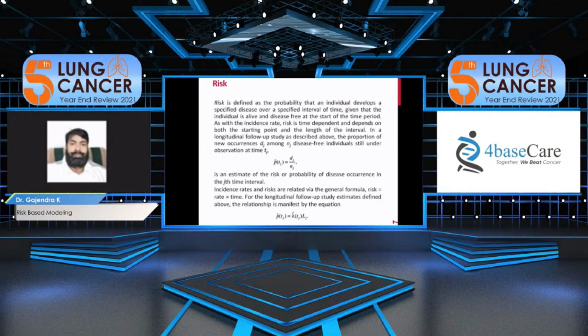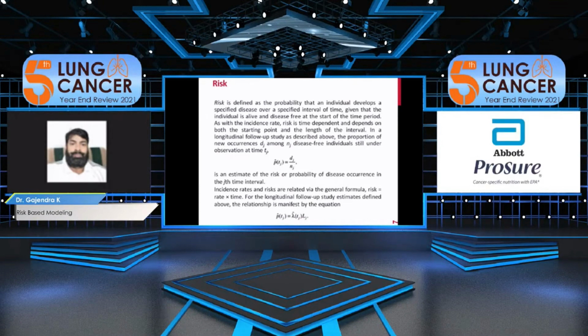that is, P hat of Tj equals Dj over Nj, this ratio, is an estimate of the risk or probability of disease occurrence in the jth time interval.